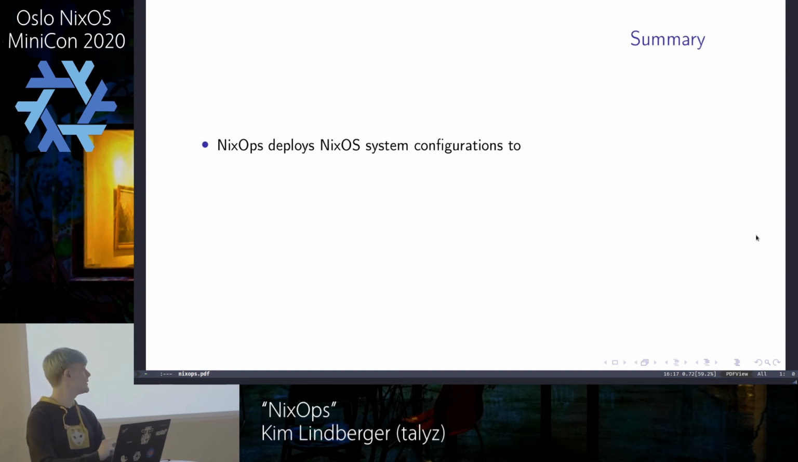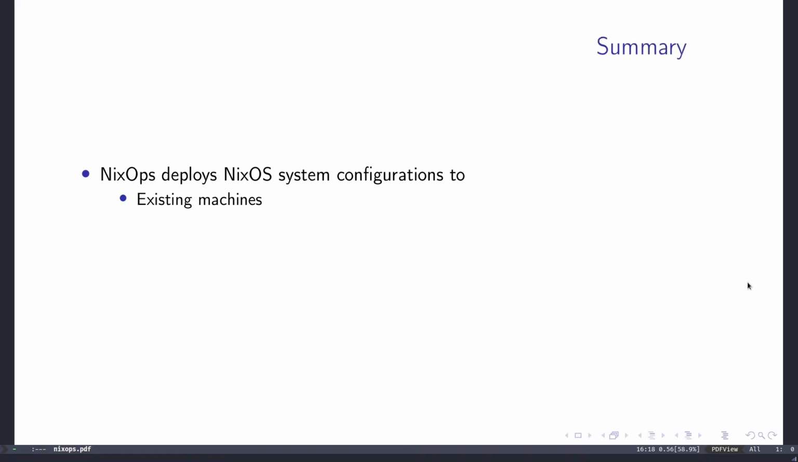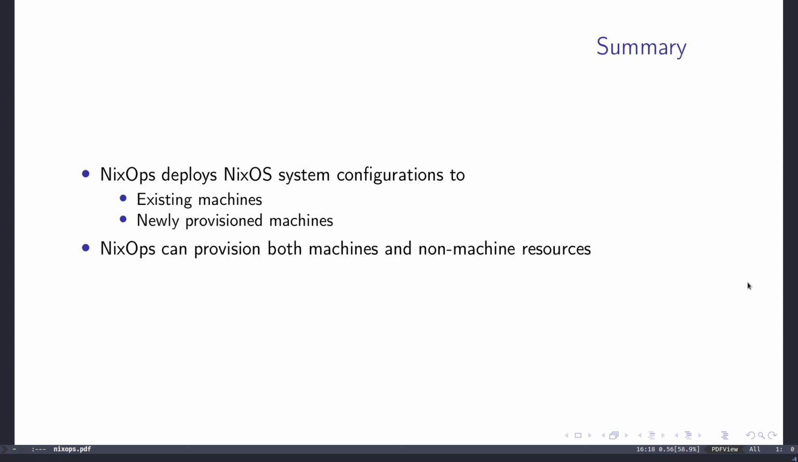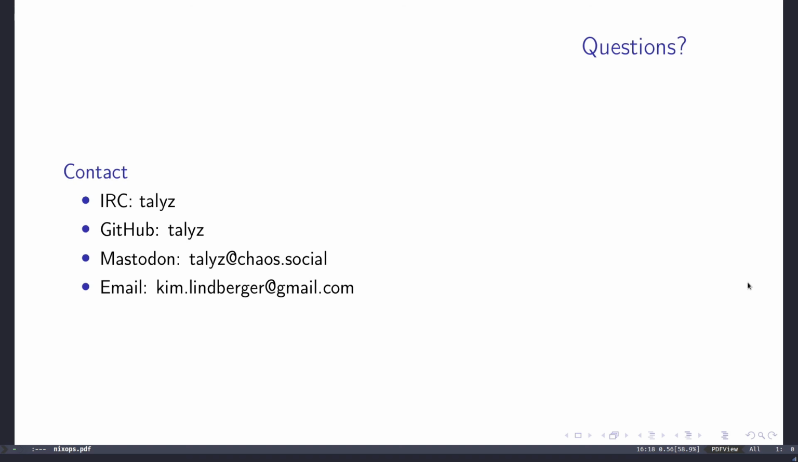All right, so then on to a summary. NixOps deploys NixOS system configurations to existing machines that you've set up or newly provisioned machines. It can provision both machines and non-machine resources. And NixOps owes many of its selling points to NixOS. And that's pretty much it. Any questions?